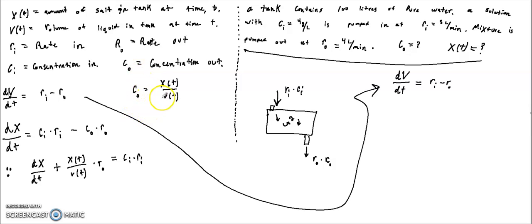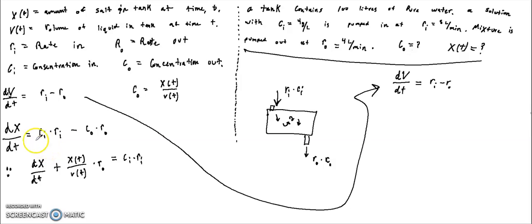The concentration out is going to be the amount of salt in the tank divided by the amount of volume in the tank, which kind of makes sense. A concentration is a density, which is a mass over a volume, and it's thoroughly mixed. So at this point, when it's coming out, it's just going to be everything that's inside the tank divided by how much is in that tank. How much salt divided by how much volume, which is what we have right here.